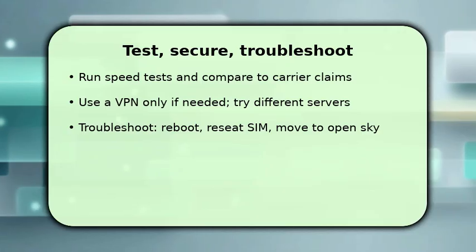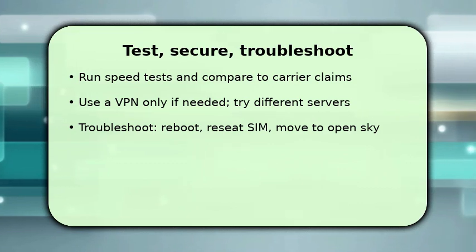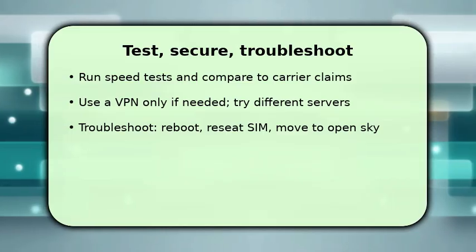If things go wrong, reboot the phone, reseat the SIM card, and move toward an open sky location to improve signal. If problems persist, contact your carrier with test logs and exact times for faster diagnosis.